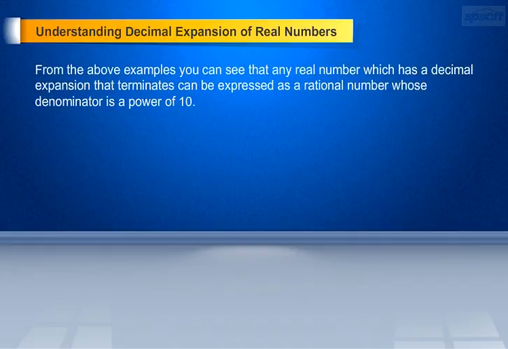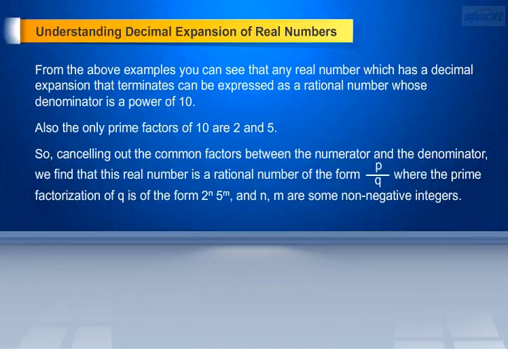From the above examples you can see that any real number which has a decimal expansion that terminates can be expressed as a rational number whose denominator is a power of 10. Also the only prime factors of 10 are 2 and 5. So, cancelling out the common factors between the numerator and the denominator, we find that this real number is a rational number of the form p by q, where the prime factorization of q is of the form 2 to the power of n into 5 to the power of m, and n, m are some non-negative integers.